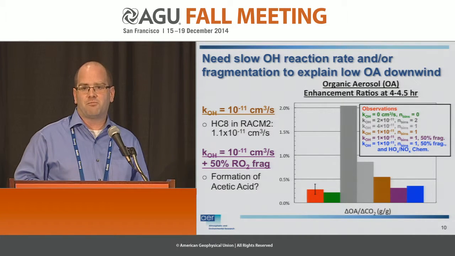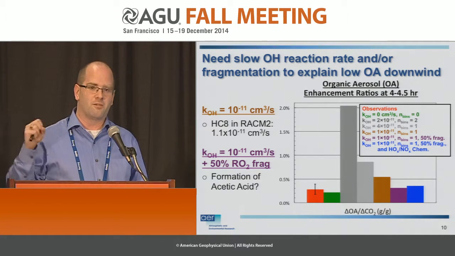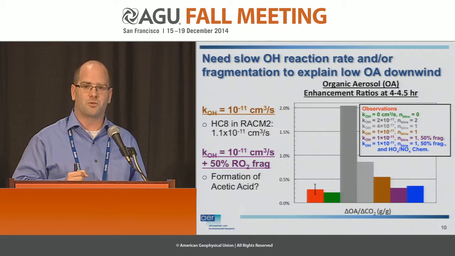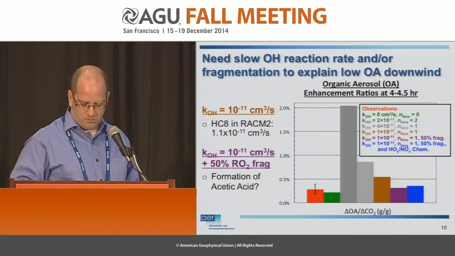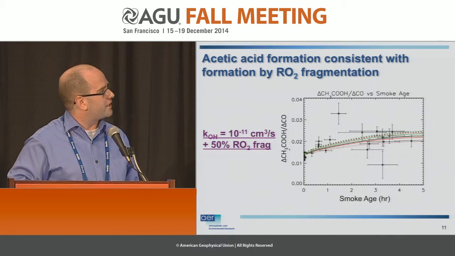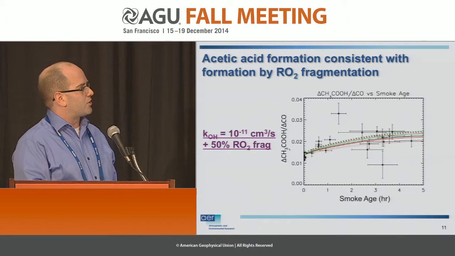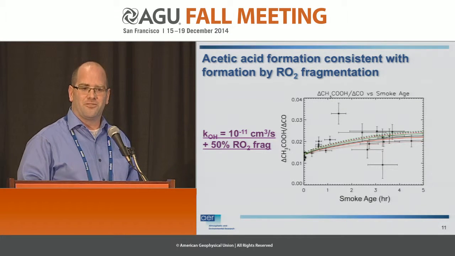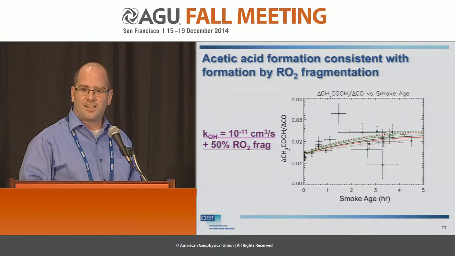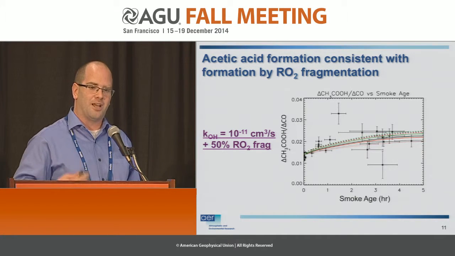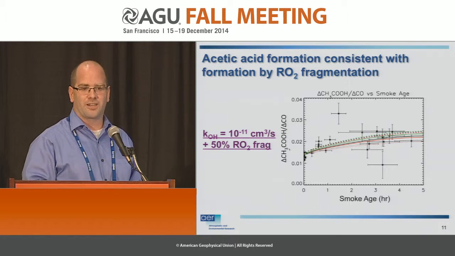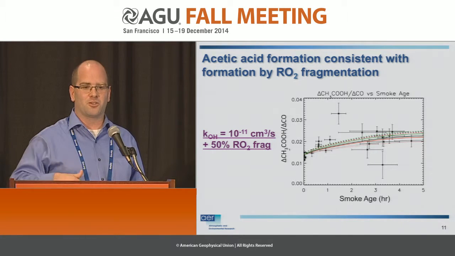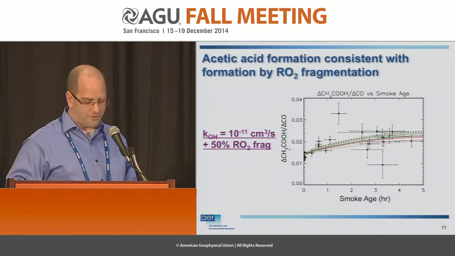Now with that fragmentation pathway, we would expect 1 carbon, 2 carbon compounds to be spitting off as well. So in this case, if we assume that that VOC fragment is acetic acid, we get the results shown here, which is a remarkably good match, probably better than it should be. So we're not saying we've definitively shown what the source of acetic acid is. We're just saying that this fragmentation pathway is not only consistent with the organic aerosol observations, but it also provides a pathway for forming these smaller compounds further downwind.